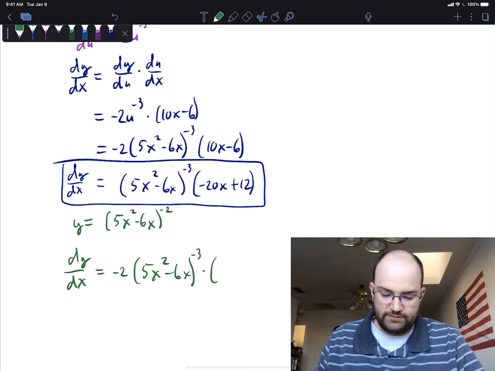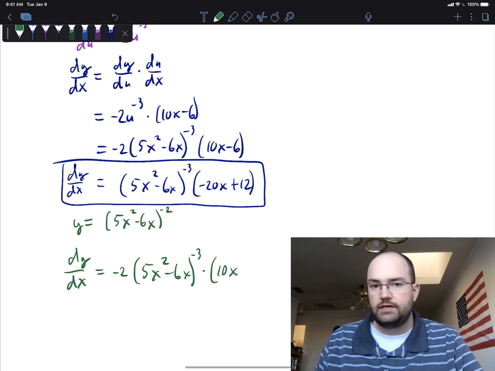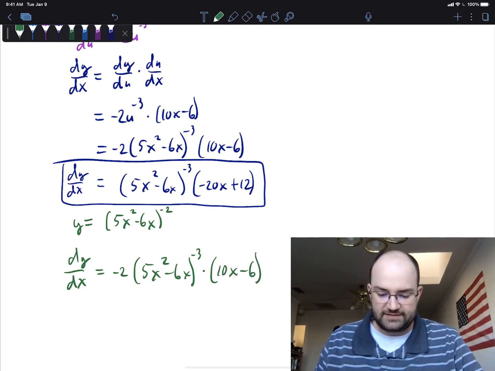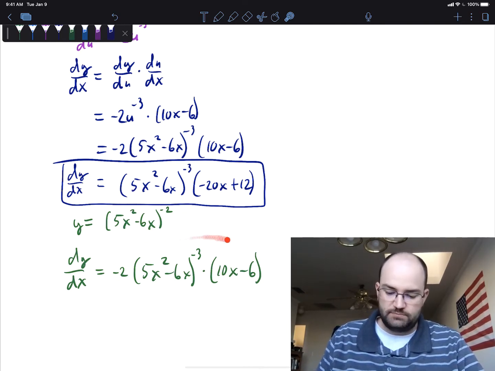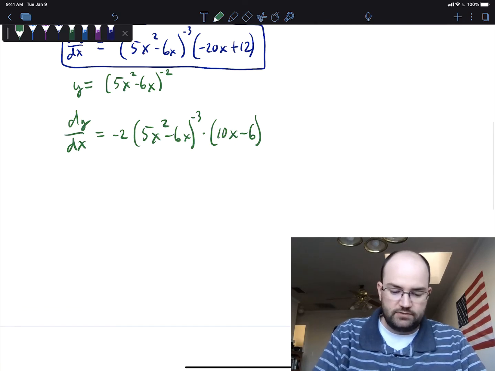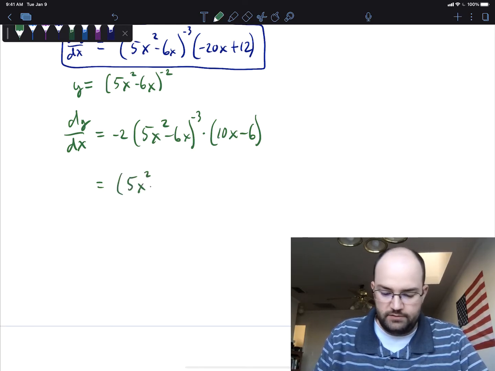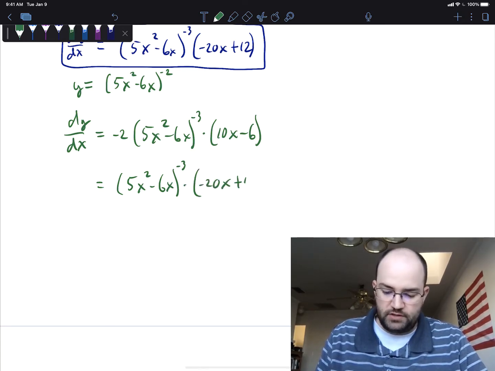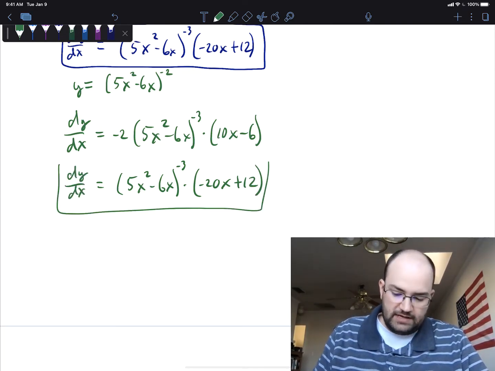And then multiply by the derivative of the inside. The derivative of the inside: 5x² becomes 10x, and negative 6x becomes negative 6. And oh, look, we have that right there, so we can distribute the negative 2 into both of those. That's going to give me (5x² − 6x) to the negative 3 power times (−20x + 12). And there you go. Either way will work here.